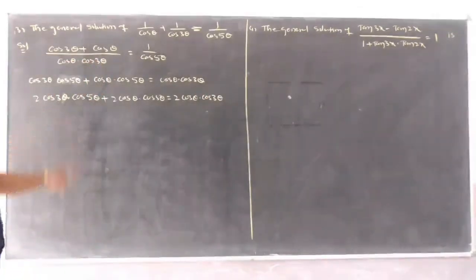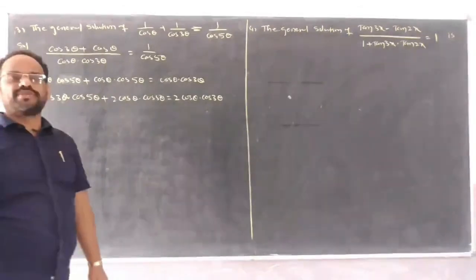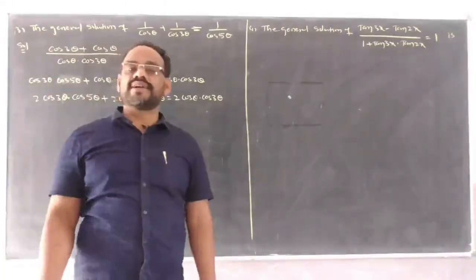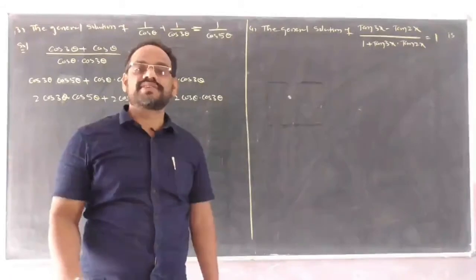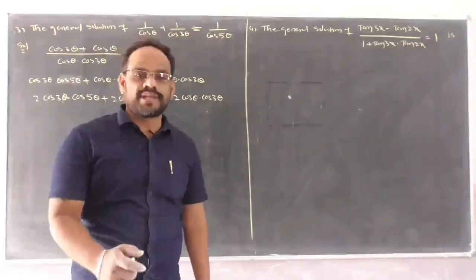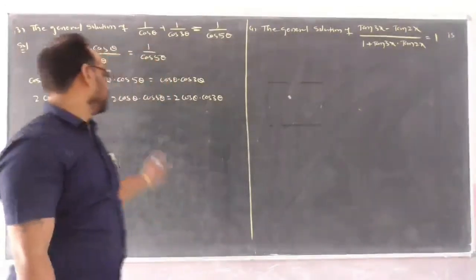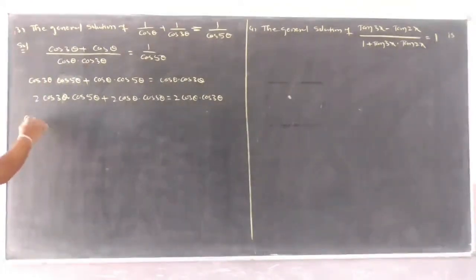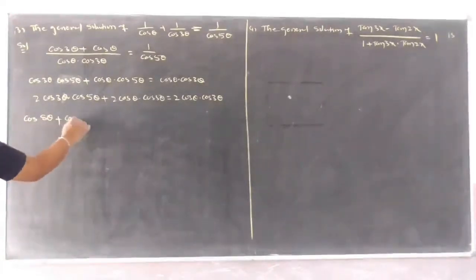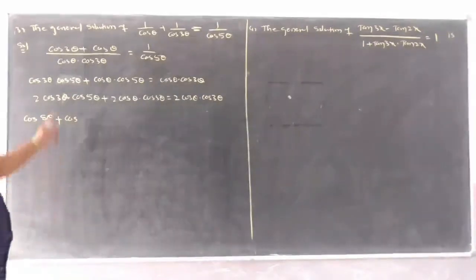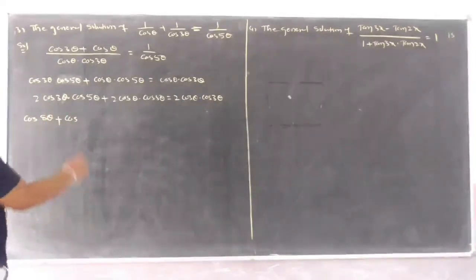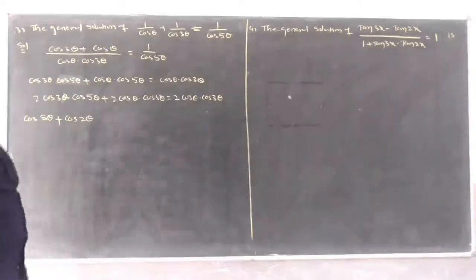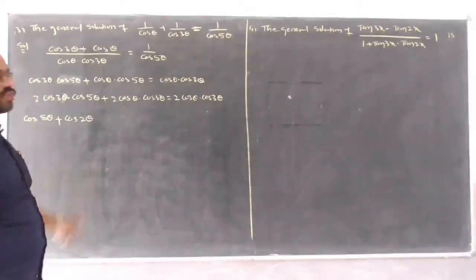We know that 2 cos A cos B is nothing but cos A plus B plus cos A minus B. For the first term, cos A plus B is 3 theta plus 5 theta, clearly cos 8 theta, plus cos A minus B, which is cos of minus 2 theta, but cos of minus theta is equal to cos theta, so cos 2 theta.